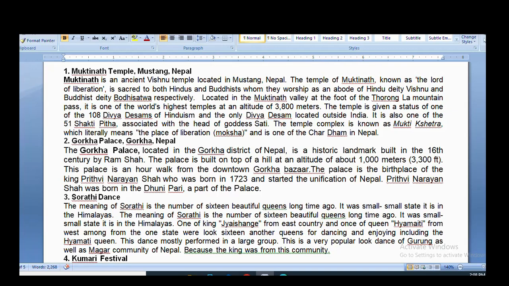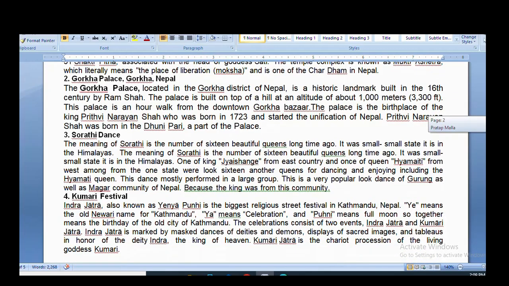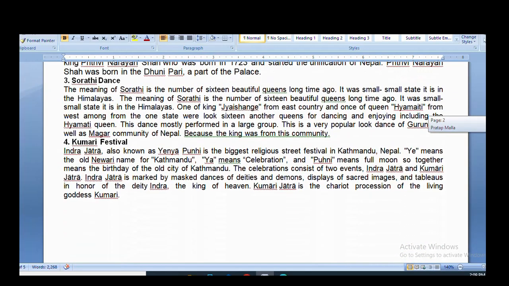And last picture, this is the picture of Kumari. Let's discuss about the festival and how it is historically important and related. The Kumari festival is also known as Indra Jatra, also known as Yenyapunhi, is the biggest religious street festival, especially in Kathmandu, Nepal. Ye means the old Newari name of Kathmandu, and Ya means celebration, and Punhi means full moon, so together it means the birth of the walled city of Kathmandu.